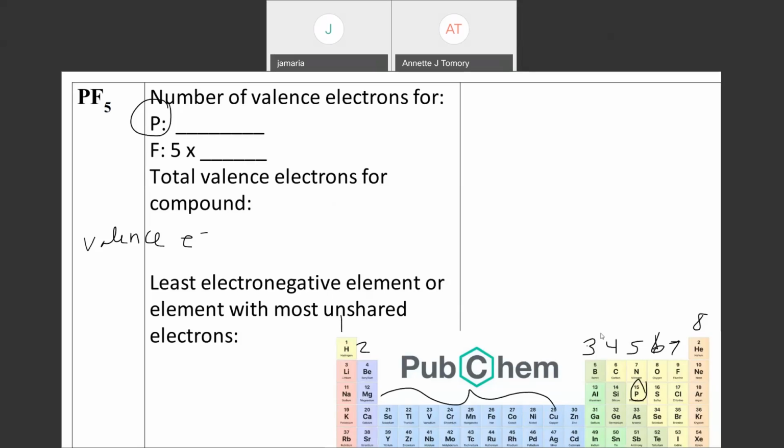All right, so how many valence electrons are in phosphorus? 5. All right, now find fluorine. 7. But we have 5 of them because it's PF5. So what's 5 times 7? 35. Very good. You'd be surprised how many people get that wrong.